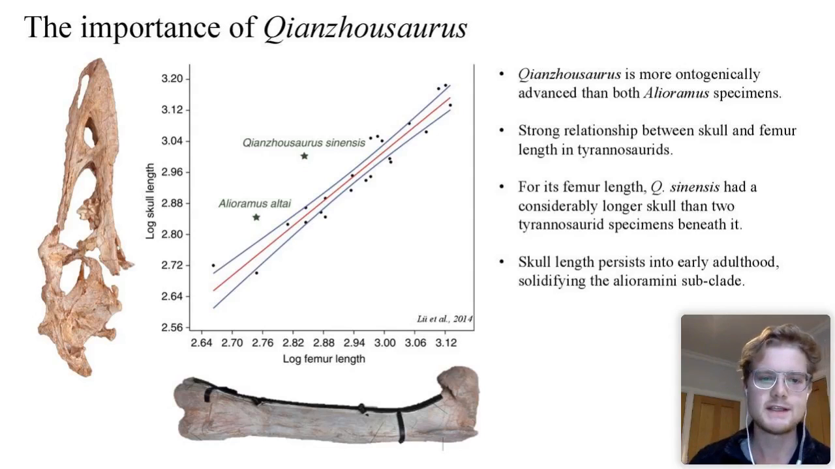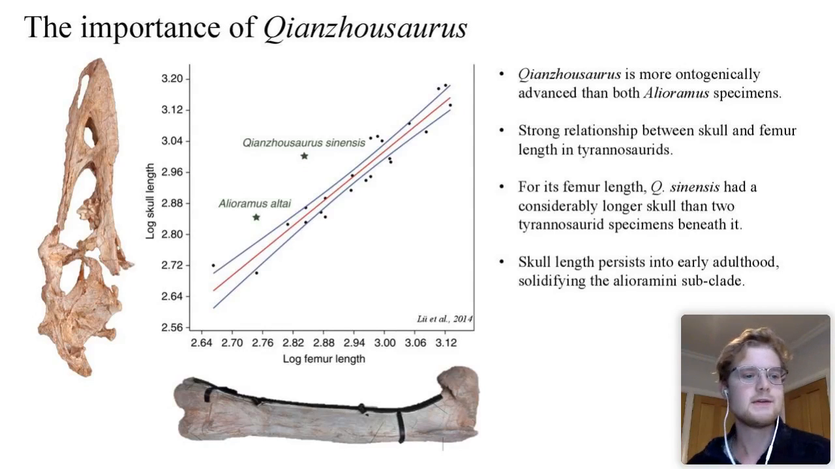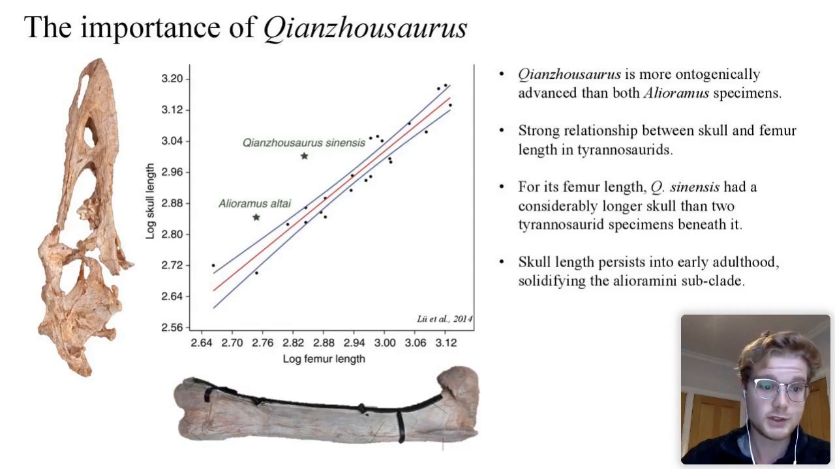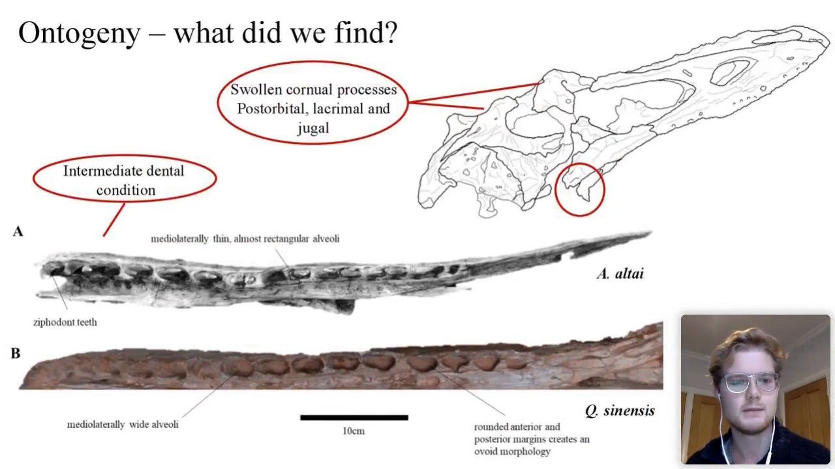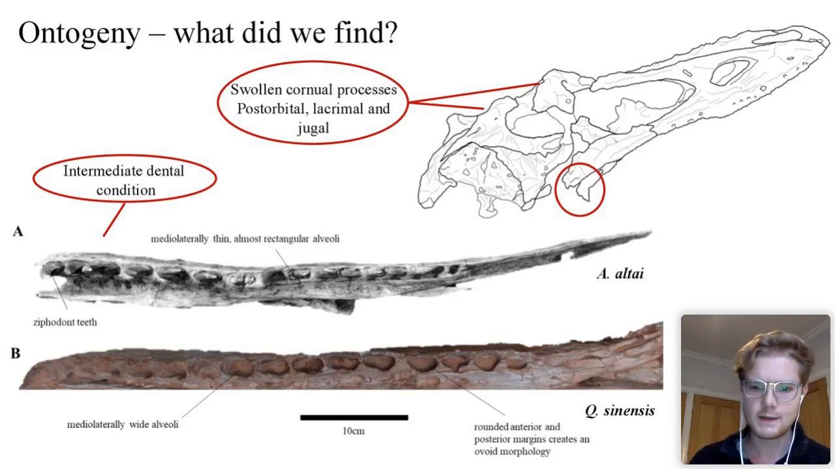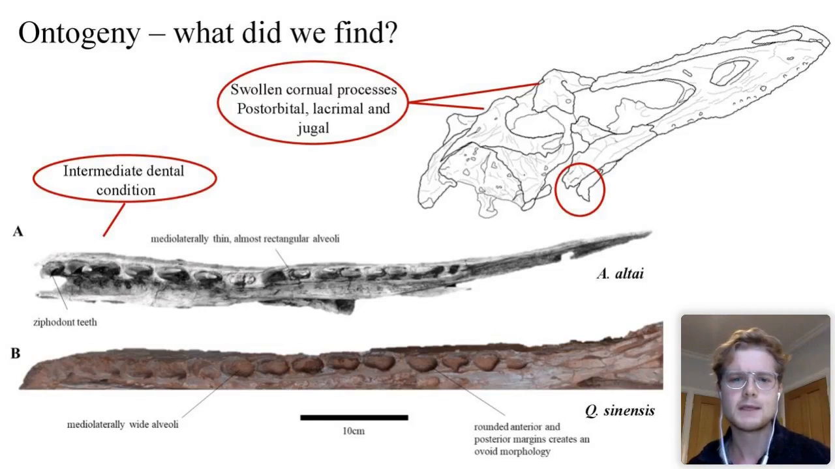And that was important. This paper established the animal in the phylogeny, but it didn't really go into much depth as to the osteology of the animal. And that's really what my thesis was. It was a big comparative description of the animal. And so we did pick up on a few more characteristics that were missed in the early paper. Generally, Qianzhousaurus has quite swollen cornual processes, and these would have formed the foundation of hornlets and things like that, which probably expanded when the animal reached sexual maturity.